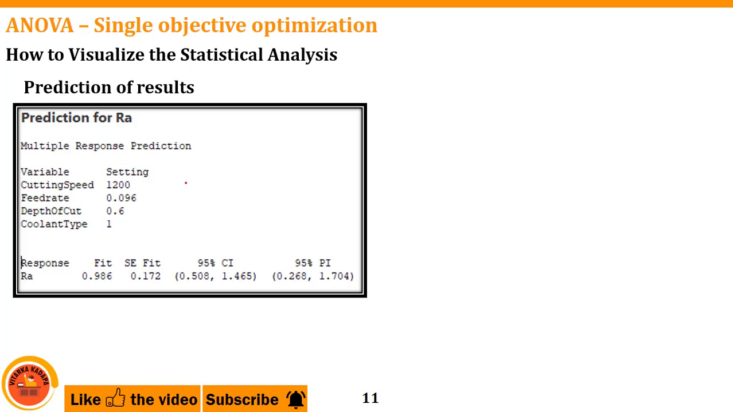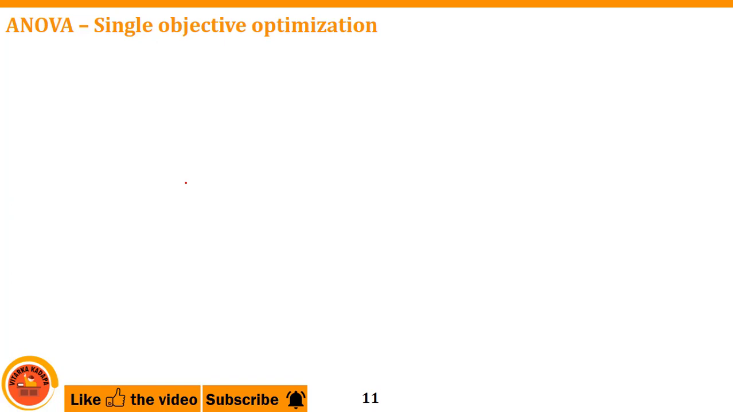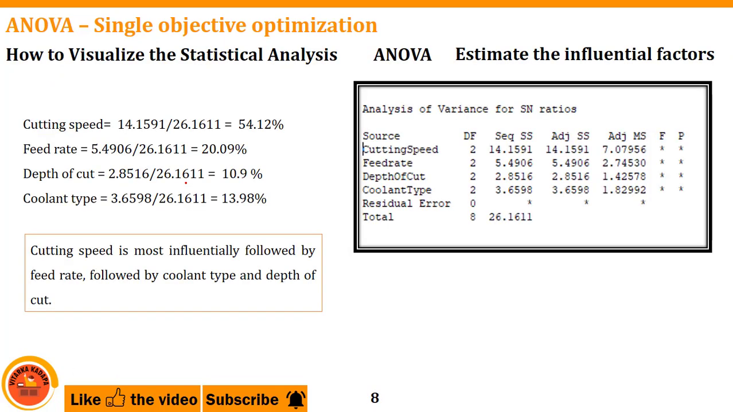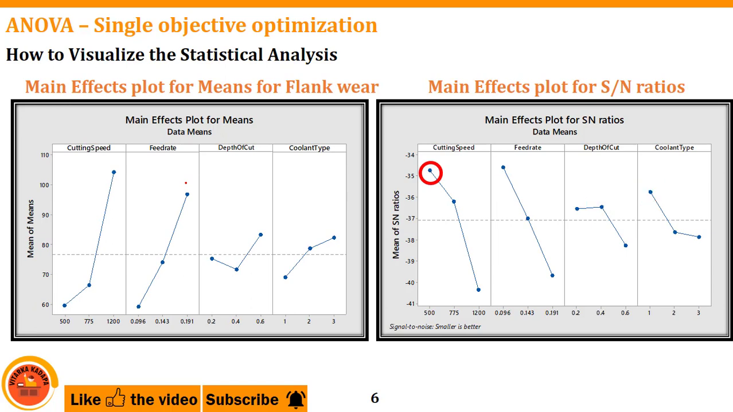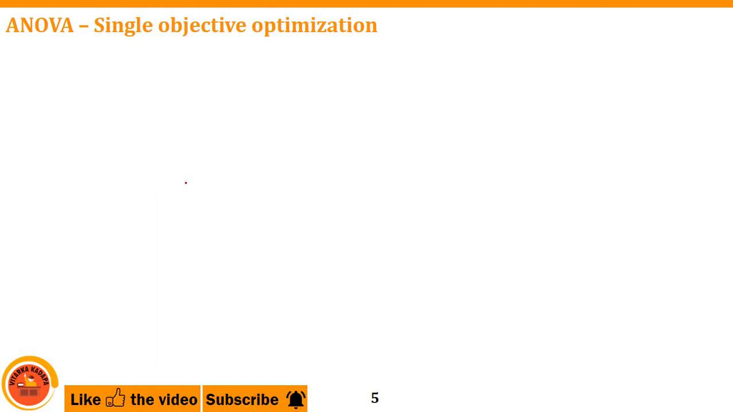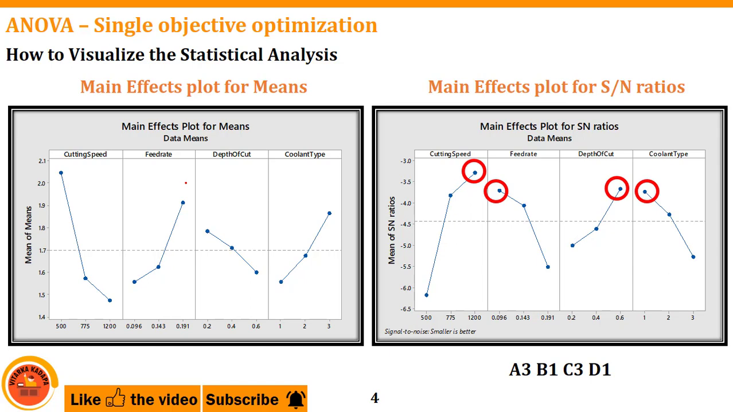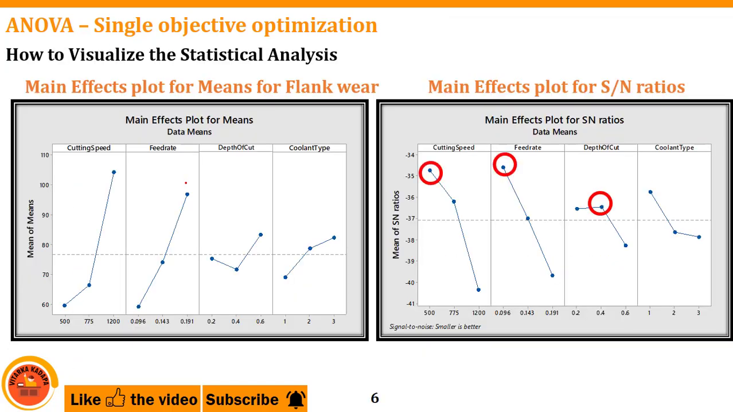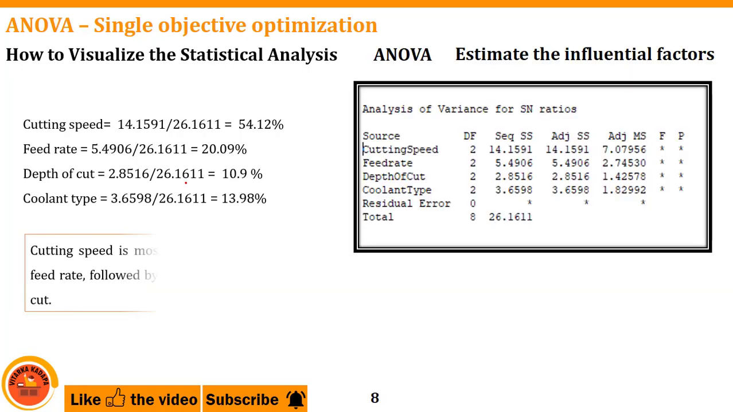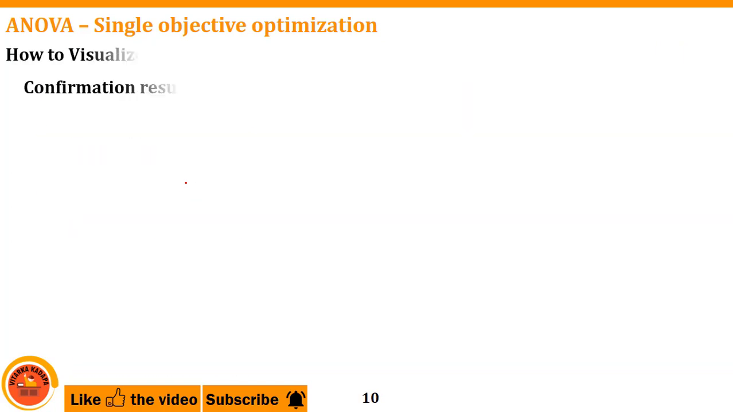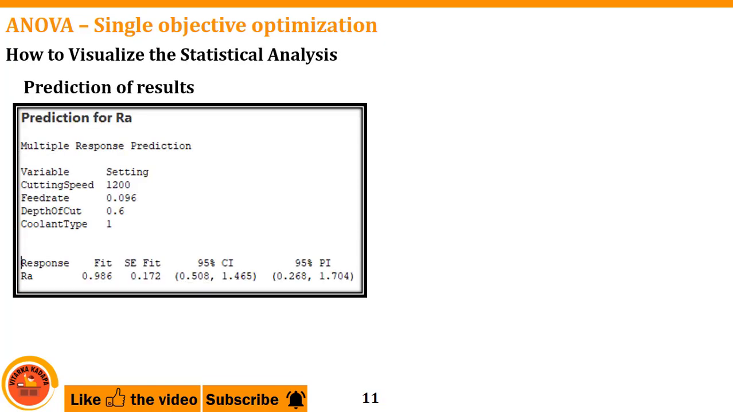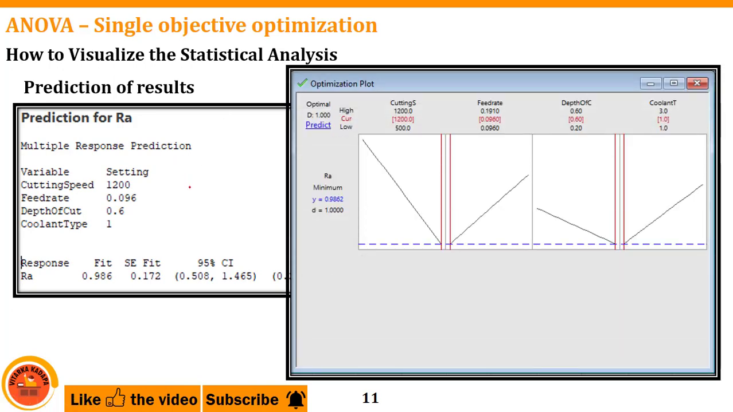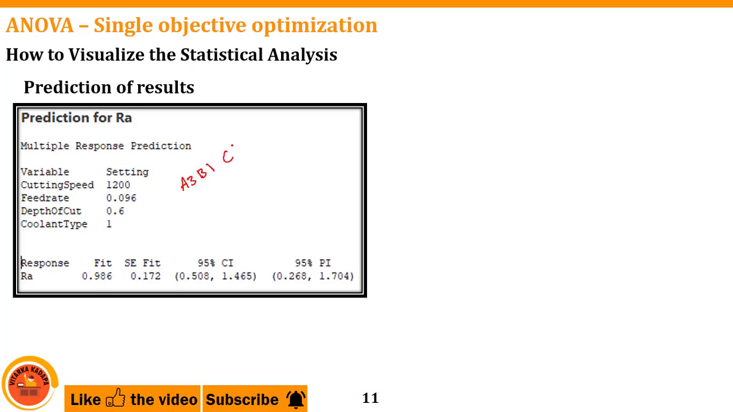Let me go back fast. This is not for flank wear. We need this one. What is this one? A3 B1 C3 D1. A3 B1 C3 D1. See here, A3 B1 C3 D1. So A3, in the S/N ratio analysis, we have got the optimum level.